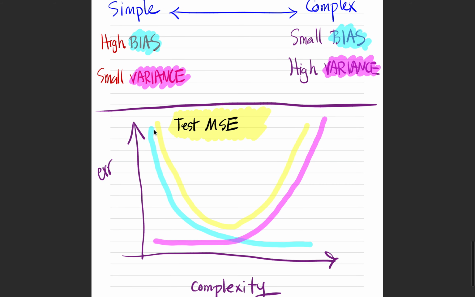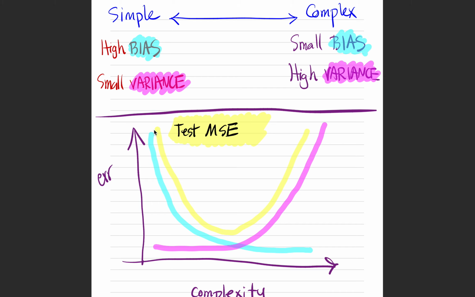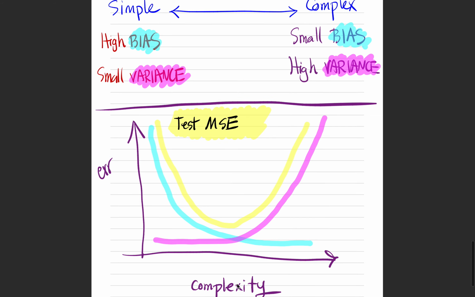Now, conceptually, what this means, especially in relationship to the R code example that you saw in the previous video lecture, is moving from simple to complex. In this graph, we have 3 curves. Yellow is test MSE. This is the bias, and pink is the variance.